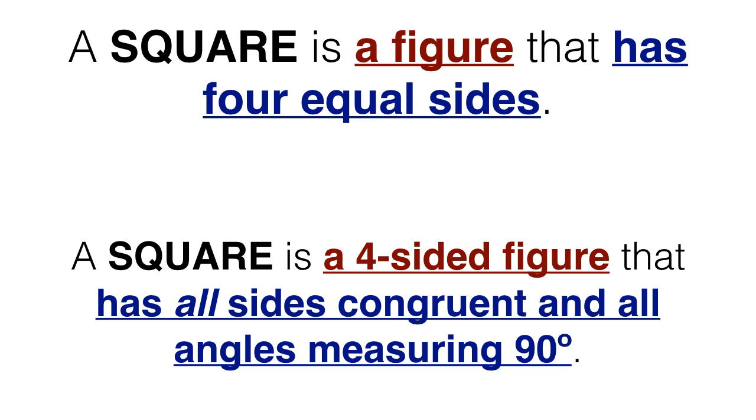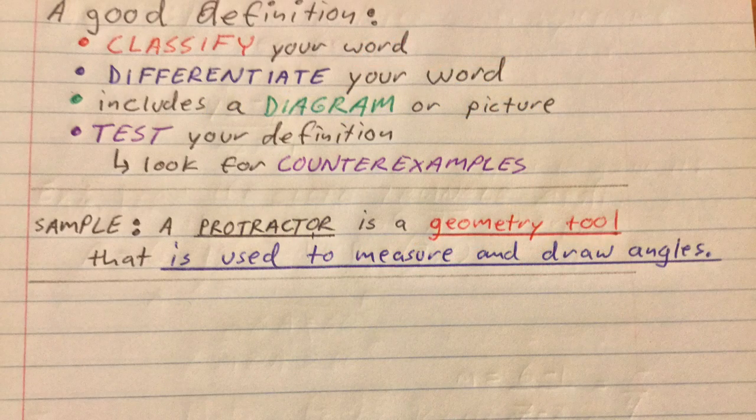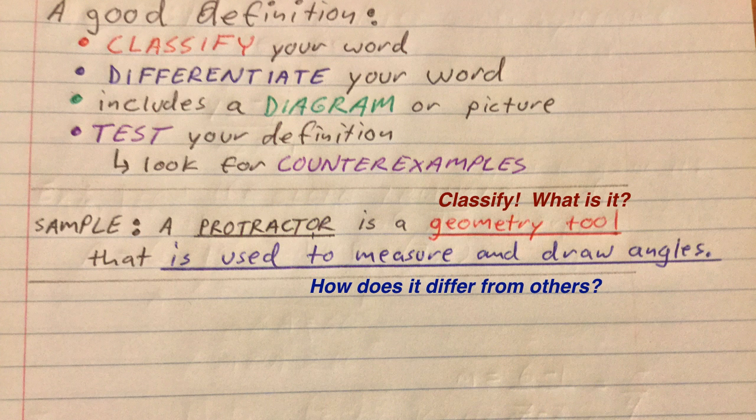So once again, I'm using color importantly. The red is the classifying, the blue is the differentiating. How is your word different from others in your classification? Here's an example. A protractor is a geometry tool that is used to measure and draw angles. We've classified it, right? Protractors are tools, and what makes them special is that they are used to measure and draw angles.